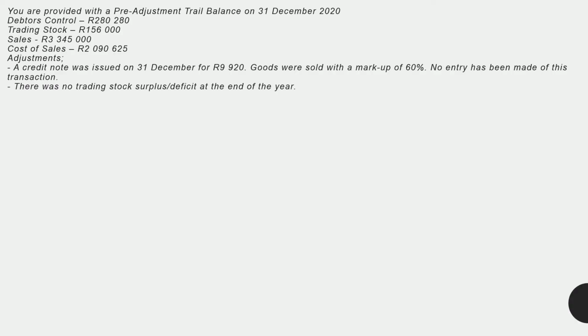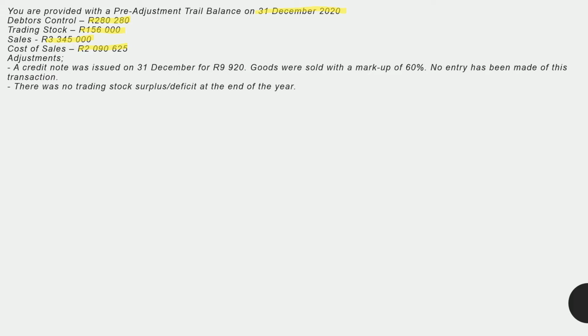You are provided with a pre-adjustment trial balance on 31 December 2020. That means your year started on 1 January. Debtors control was 280,280. Trading stock was 156,000. Then our sales was 3,345,000. Cost of sales was 2,090,625. Then the adjustment: a credit note was issued on 31 December for 9,920.